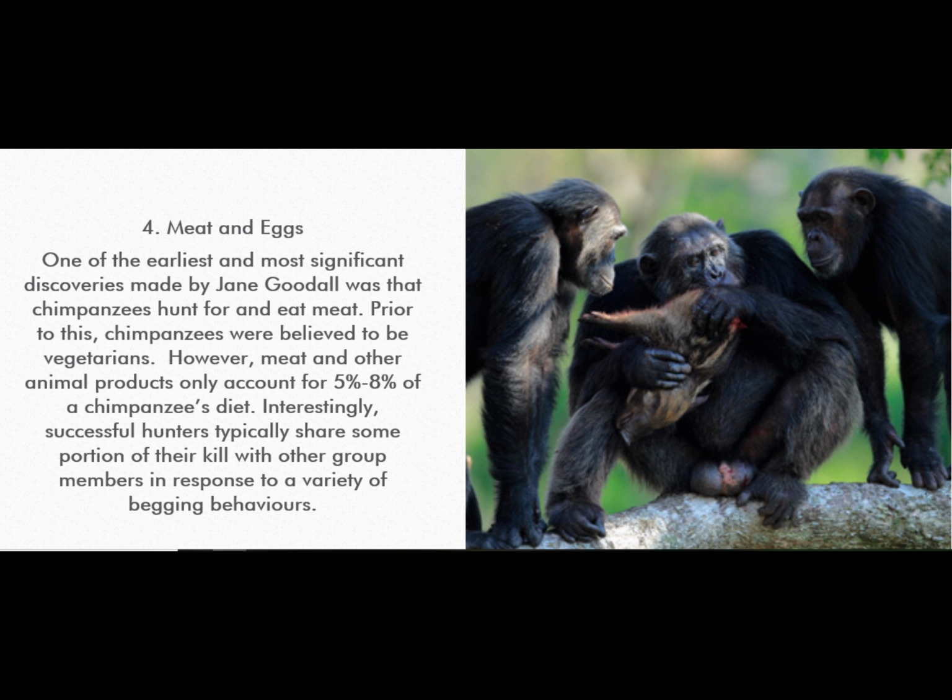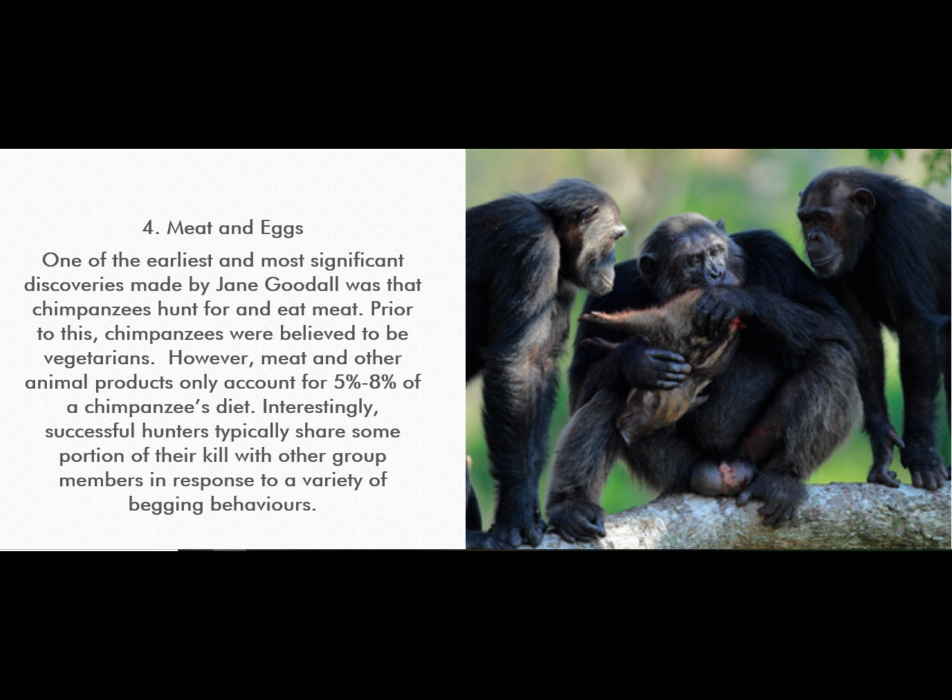One of the regular foods eaten by the chimpanzees are meat and eggs. One of the earliest and most significant discoveries made by Jane Goodall was that chimpanzees hunt for and eat meat. Prior to this, chimpanzees were believed to be vegetarians. However, meat and other animal products only account for 5 to 8% of the chimpanzee's diet. That is only in certain regions. It can be greater depending on the area.